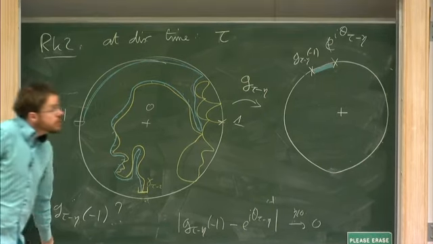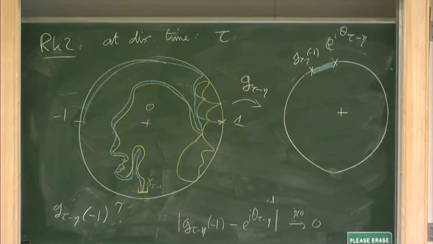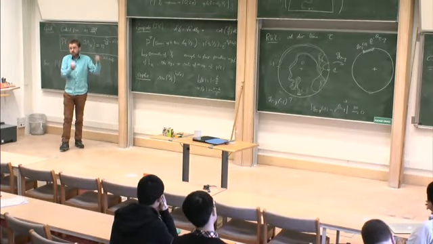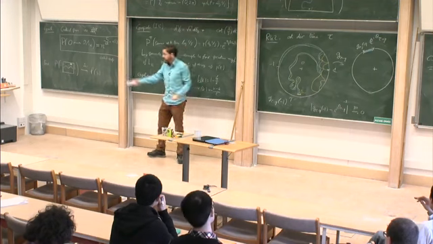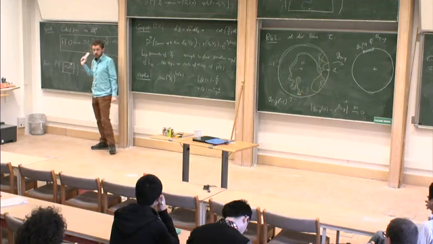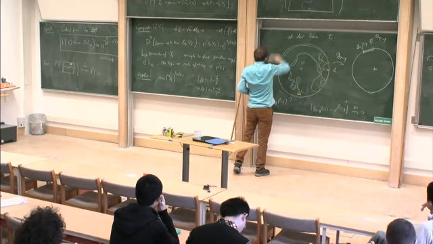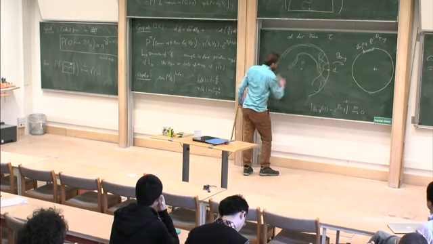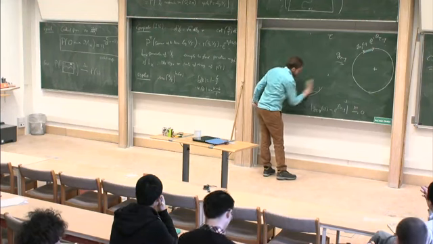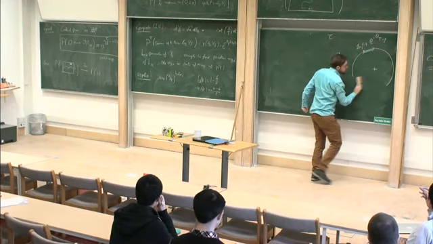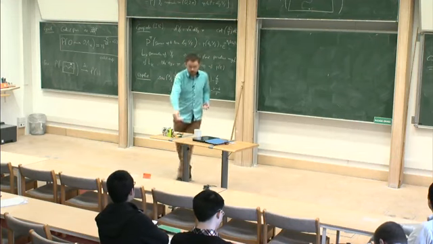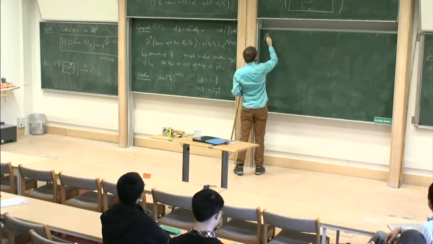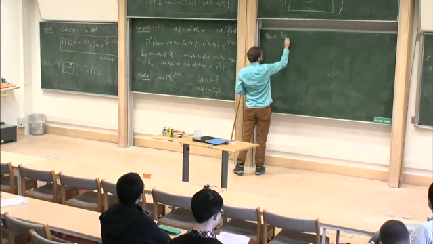Okay, I still have something like 15 minutes. I want to tell you how to get the 5/48 from SLE. And the last thing I want to do is to tell you how to start from these SLE computations and obtain really something about the discrete behavior of percolation. So first about the 5/48.